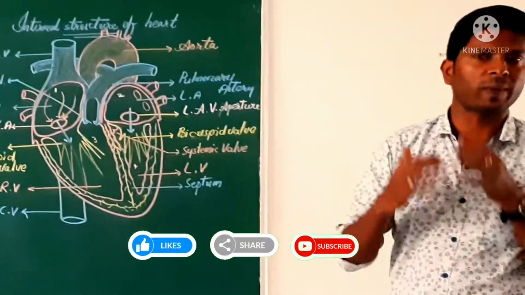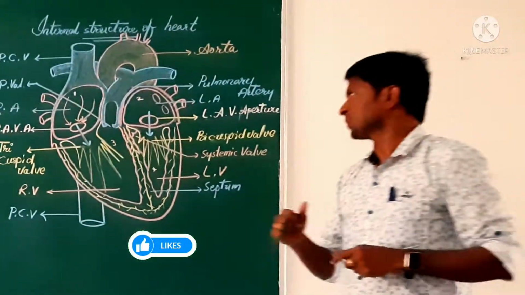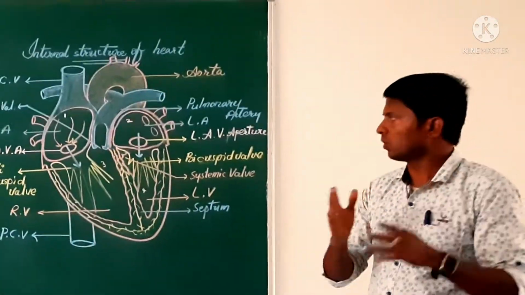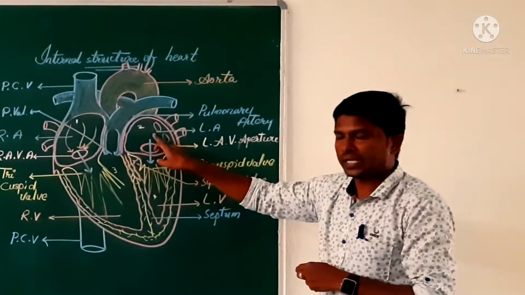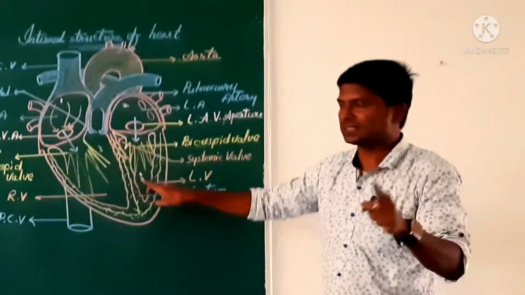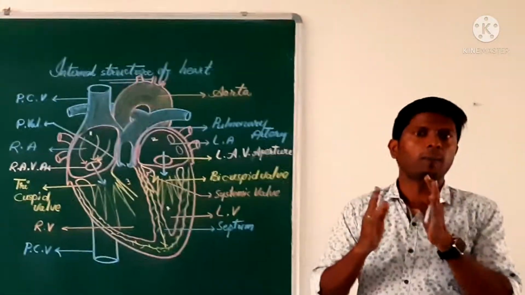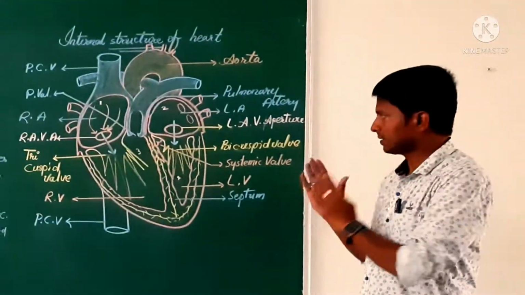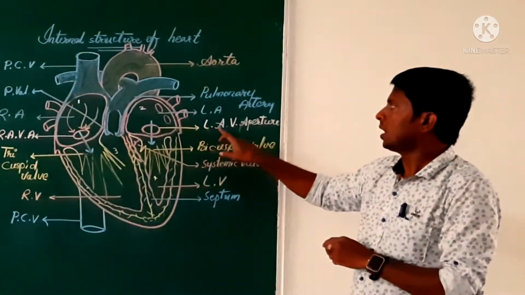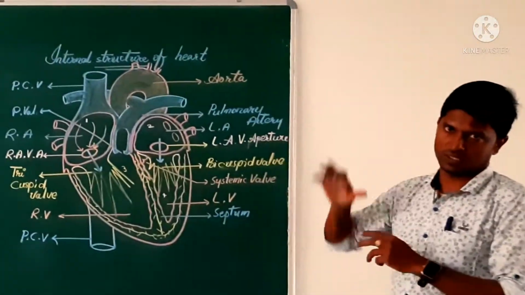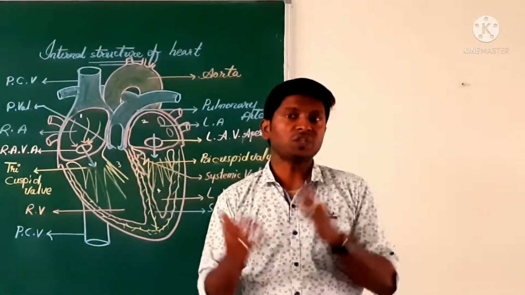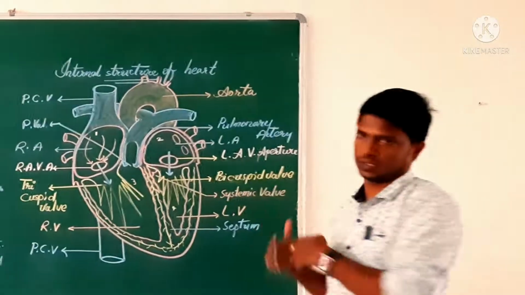What is another name of the bicuspid valve? Mitral. This bicuspid valve allows blood flow from the left atrium to the left ventricle only. It prevents the backflow of blood. Okay, this is about the bicuspid valve and also the left auriculoventricular aperture.